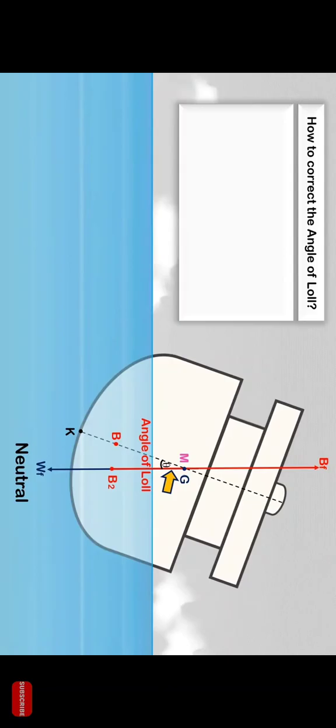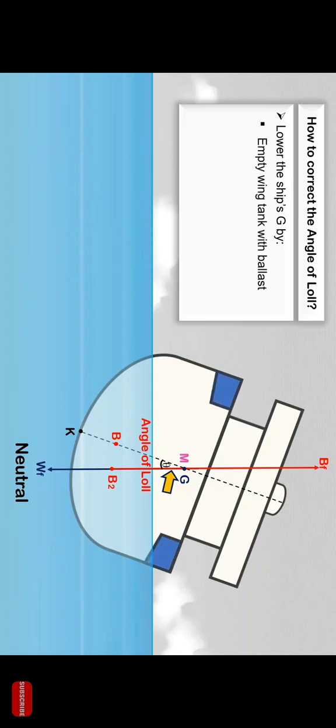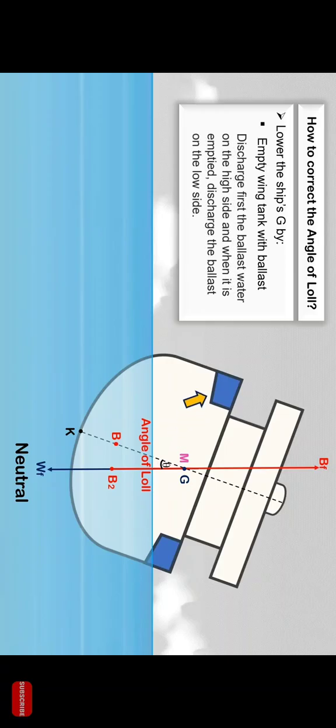First, determine whether it is an angle of loll or list. If you are not sure which of the two, then it is better to assume that it is an angle of loll. Take action to reduce the ship's KG by lowering the ship's center of gravity below the metacenter. If you have a wing tank which is full of ballast, empty it by discharging first the ballast on the high side. When it is emptied, then discharge the ballast on the low side.